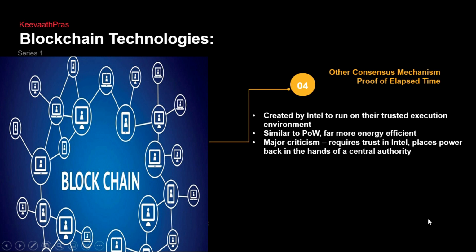The other one is proof of elapsed time. This was created by Intel to run on a trusted execution environment. It is similar to proof of work, but far more energy efficient. The major criticism is that it requires trust in Intel, which places power back in the hands of a central authority. Remember, blockchain is decentralized, so it can go back to the central authority.